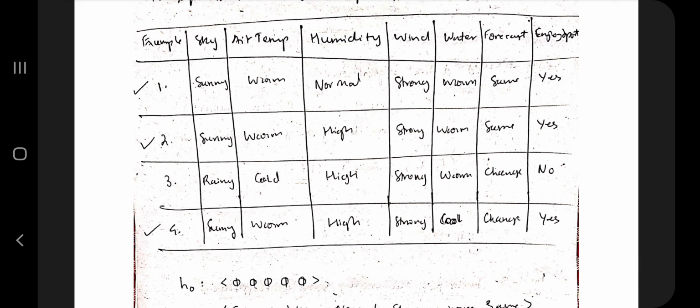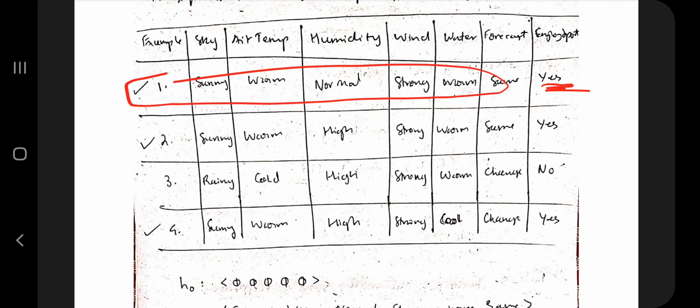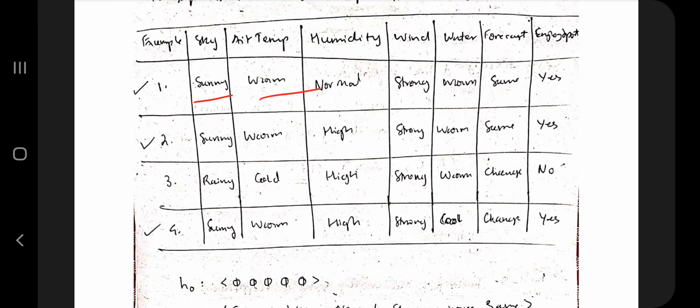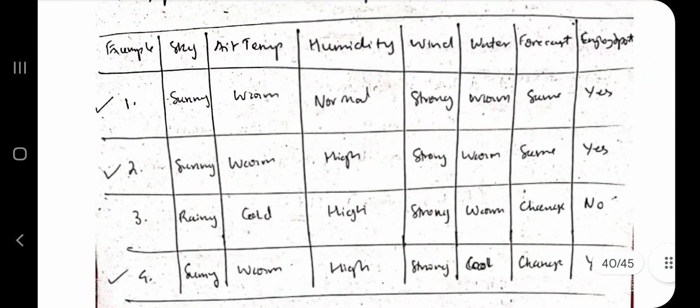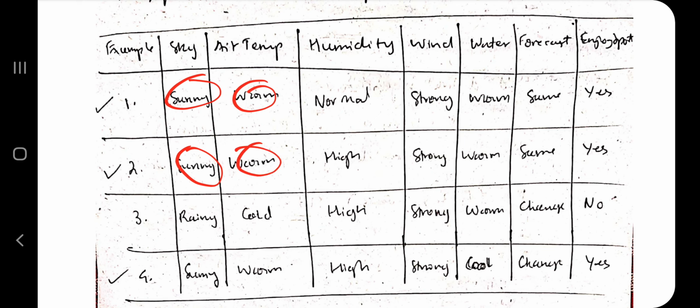We will only consider those rows where we have yes here. Since the first one was yes, I consider this row. If it was no here, then I would have directly gone to the next step. Here I have to check two things. Since the second is also yes: sunny is here, don't do anything. Warm is here, don't do anything. Wherever a change is there, just mark it. Wherever change is not there, don't do anything.